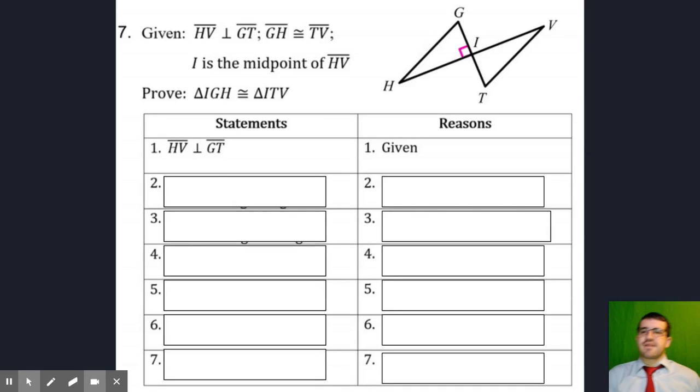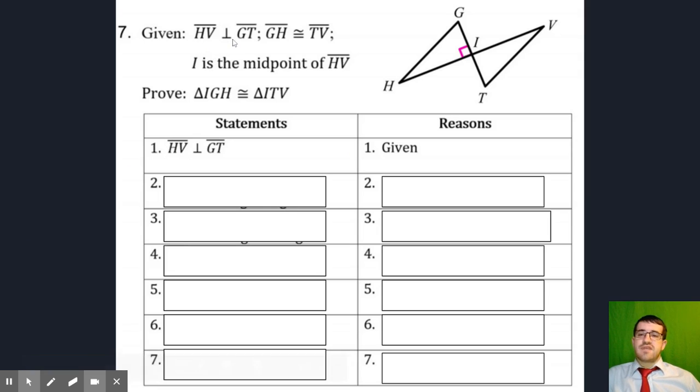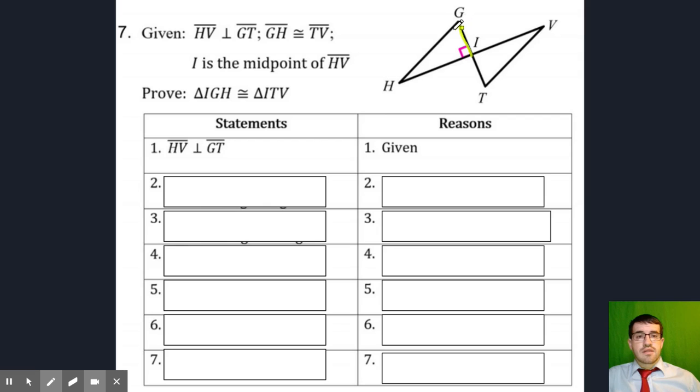Okay, so for problem 7, we have proofs. And if you'll notice on your paper, we are only given the first box in both of these proofs. And we are given in here that segment HV is perpendicular to segment GT, segment GH is congruent to segment TV, and I is the midpoint of HV. We want to prove that triangle IGH, I'll highlight that in yellow, IGH is congruent to triangle ITV, and that will be in green.